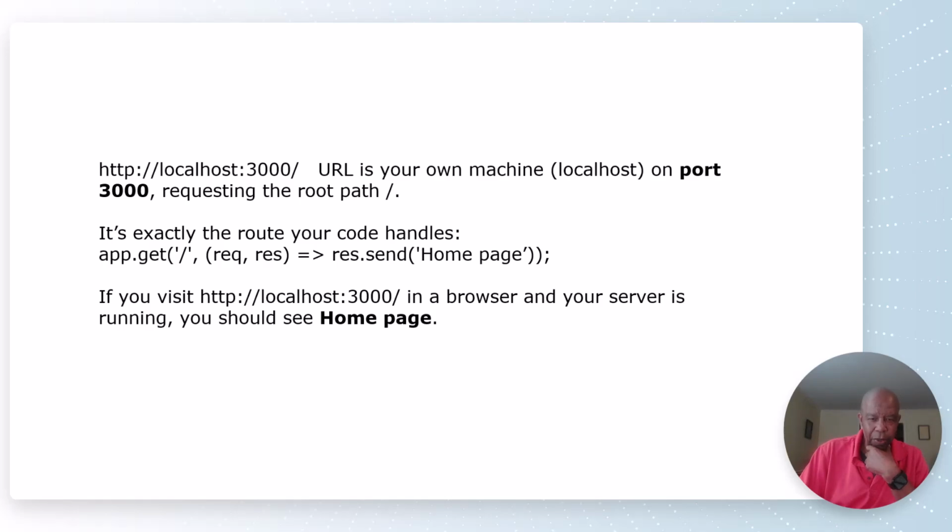Here we're talking about the route. Once we get to the route, we're asking JavaScript to send me a home page. In this particular case, we're really not getting a home page. What we're actually getting is the verbiage home page. So if you visit http://localhost:3000 in a browser and your server is running, what you're actually going to get is the characters home page.